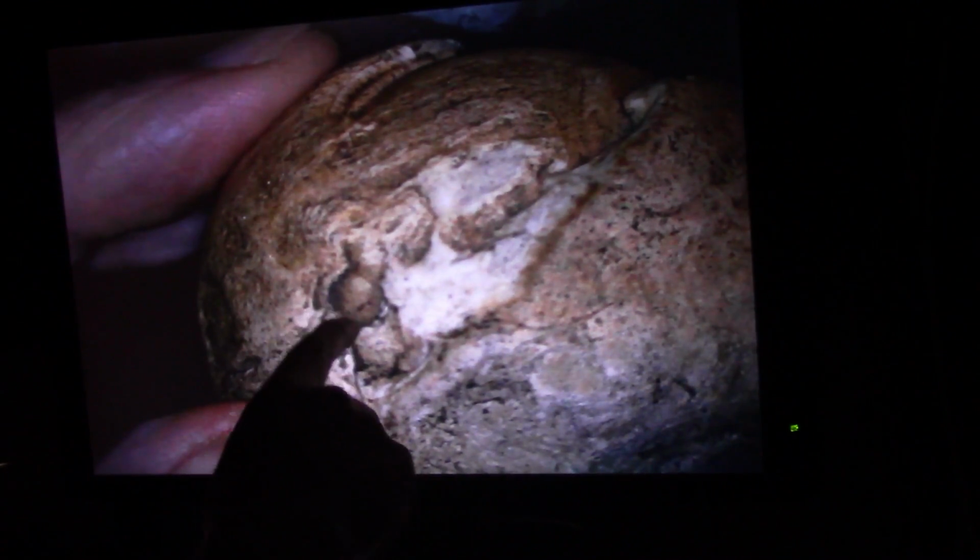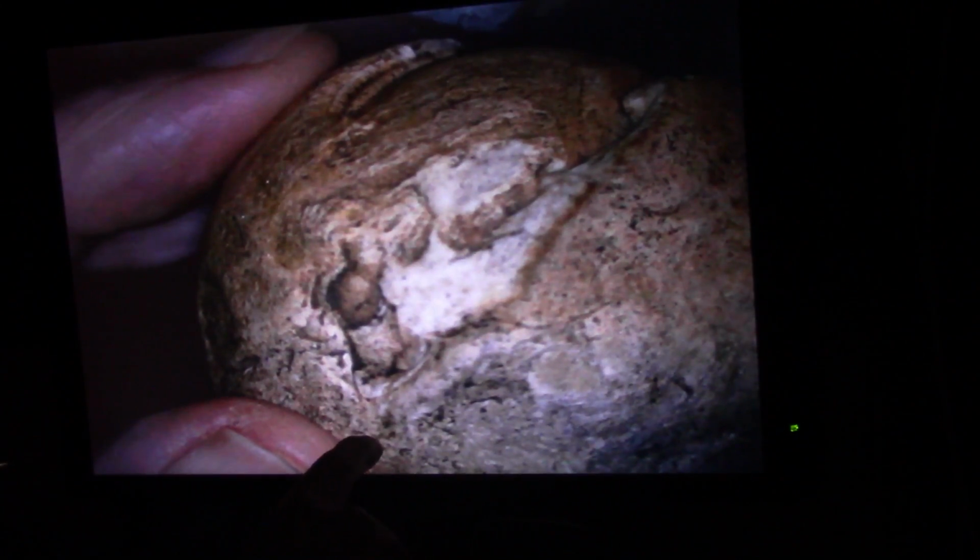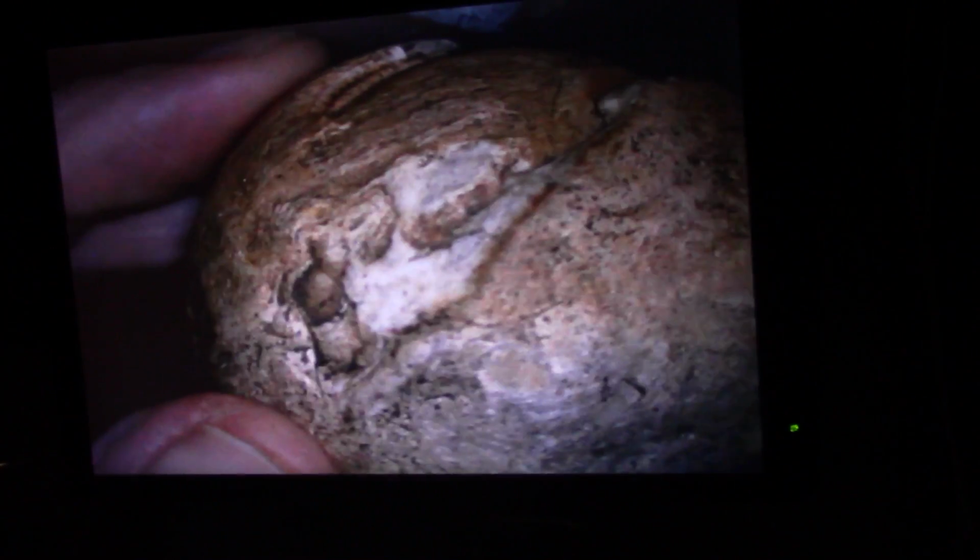This right down here is where the hair shaft comes up and goes around. Now, right at the bottom here, these two little balls are the vein and the artery at the bottom.